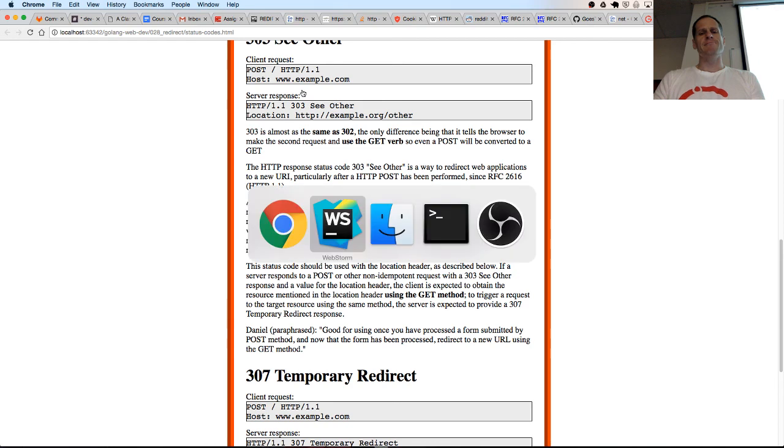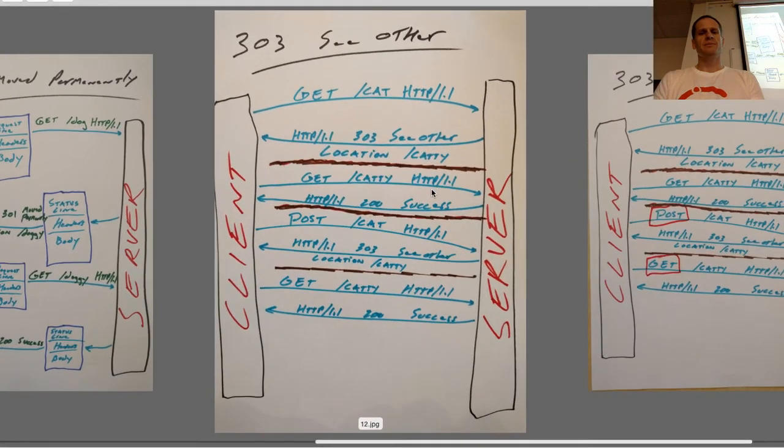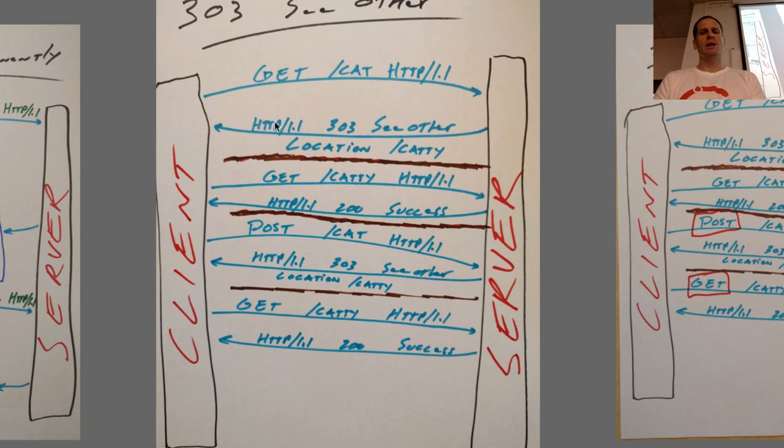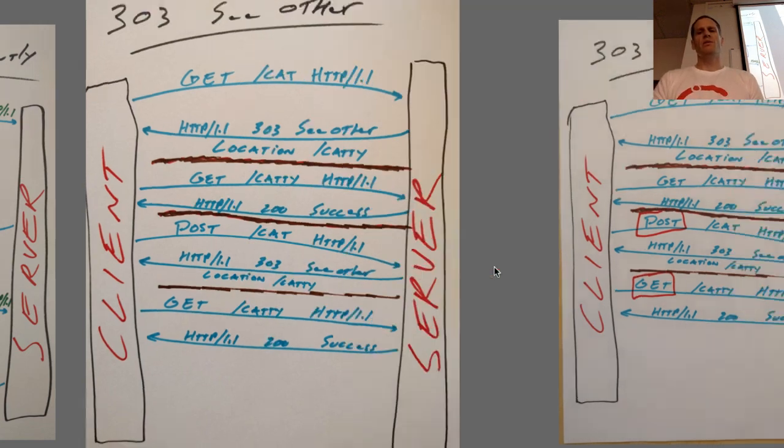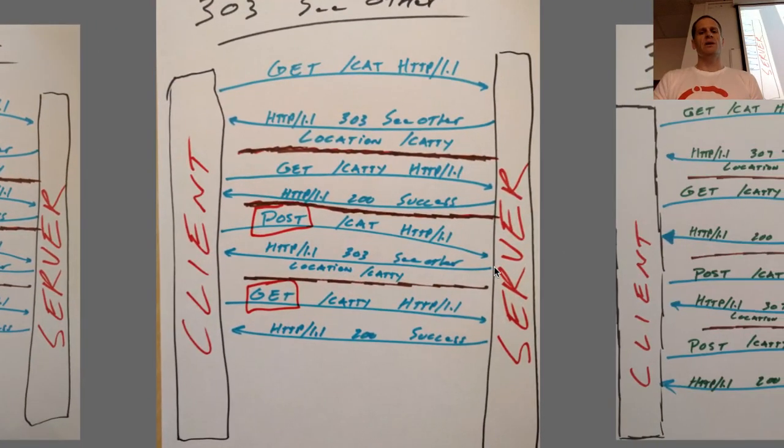And here are the pictures. Here's 303 See Other. It's always going to be GET. GET cat, 303 See Other, and then the header location caddy. Well, GET caddy, HTTP 1.1, success, there we go. POST cat, 303 See Other, location caddy. GET caddy, right? The original was POST, and it changed it to GET. So 303 is always GET. Here's another 303, highlighting that: POST and GET, you can see it changed the method.